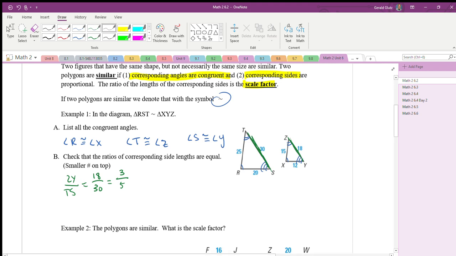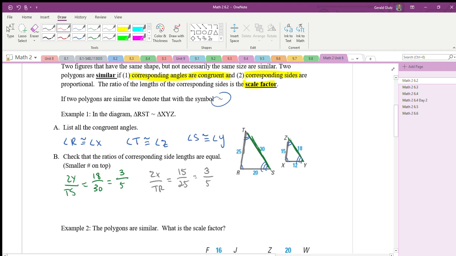Now I'm going to look at another side. Let's take a look at ZX right here. ZX is corresponding to TR, so ZX and TR are going to be proportional. ZX is 15, TR is 25. If I reduce this fraction, 15 over 25, I know that 5 goes into both of these numbers. 5 goes into 15 3 times, 5 goes into 25 5 times. So again, my reduced fraction is 3/5. So far, the two sides that I've checked both have a scale factor of 3/5.